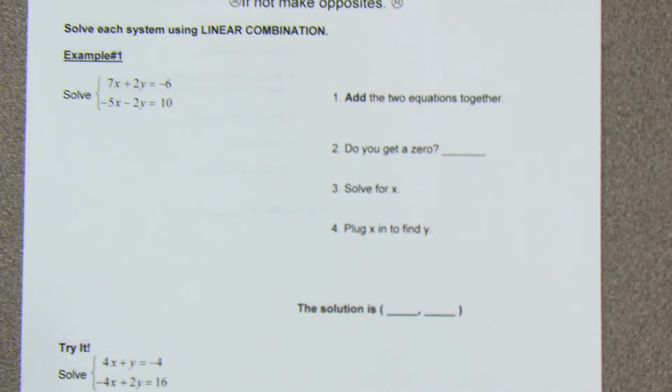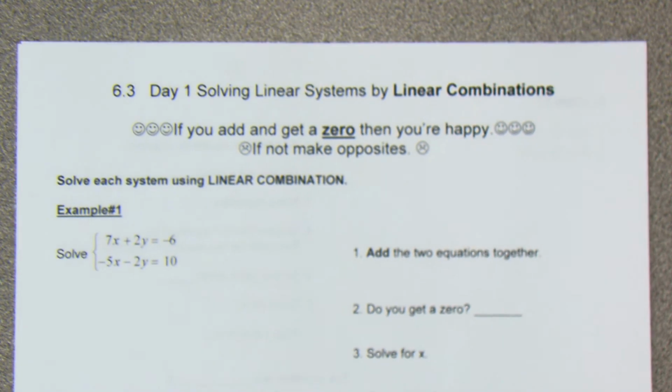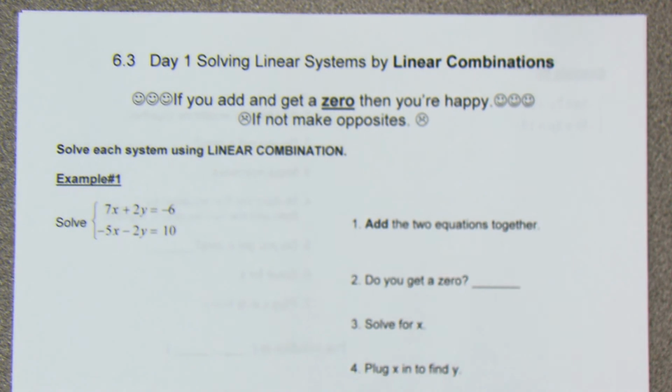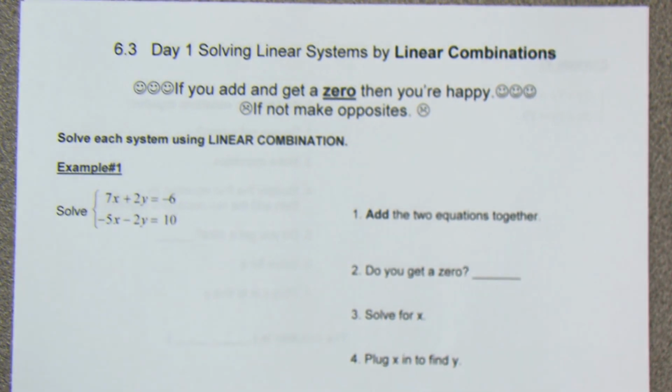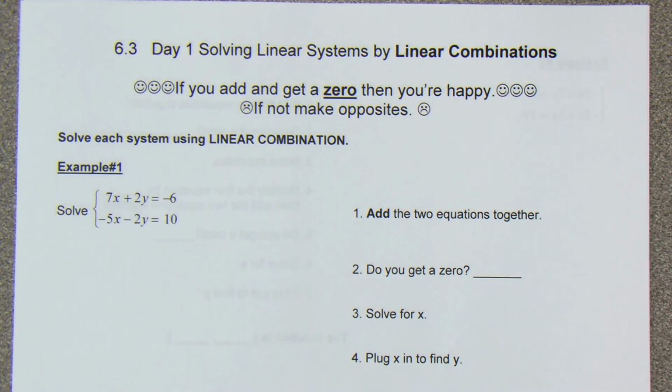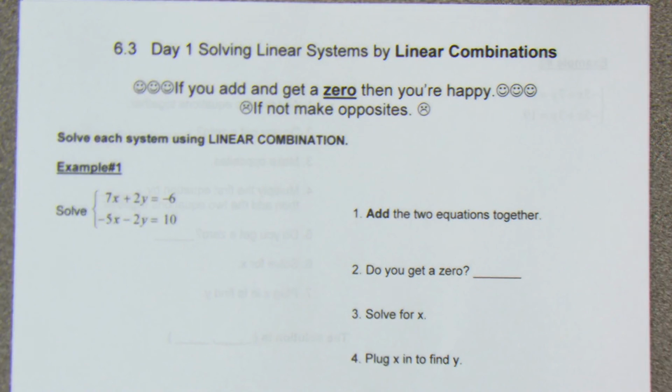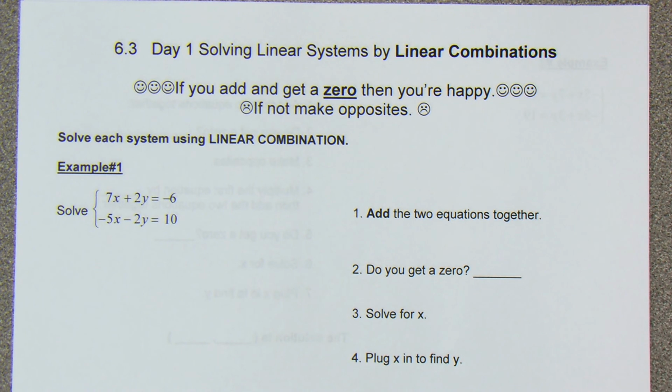Today we are solving linear systems by combination. What we call combination, and you'll see why. The first day we did graphing, yesterday we did substitution, today we're doing combination, okay? In combination, we're just combining our two linear equations together to eliminate one of our variables, solving for the other variable, and then plugging back in, okay?